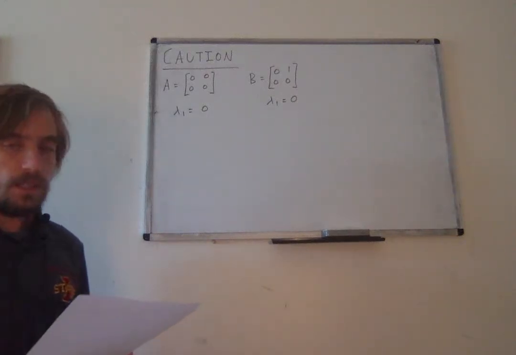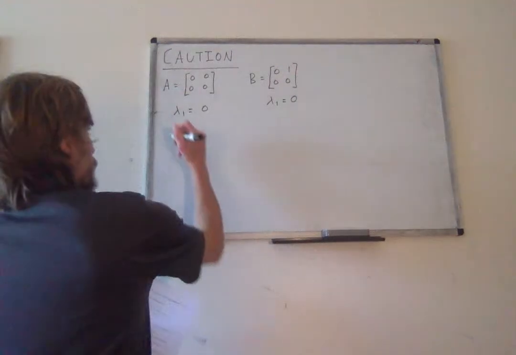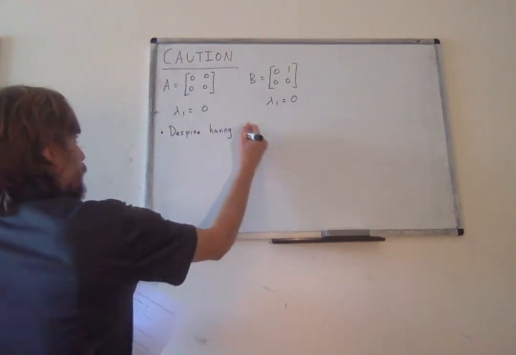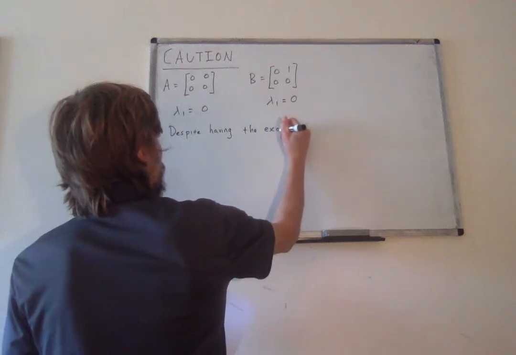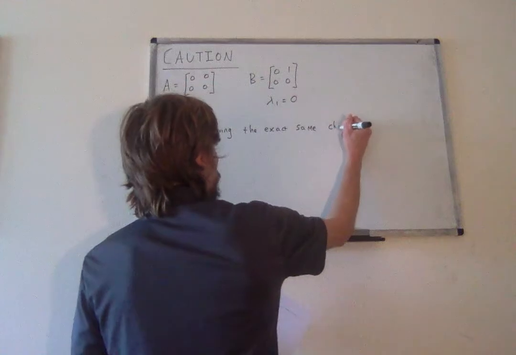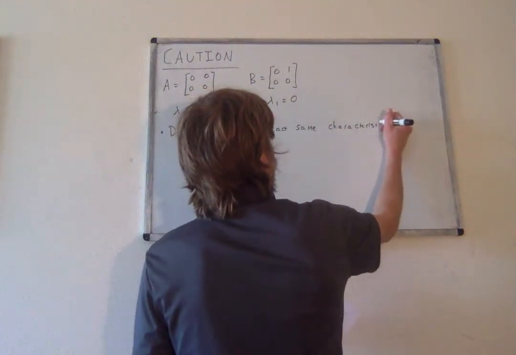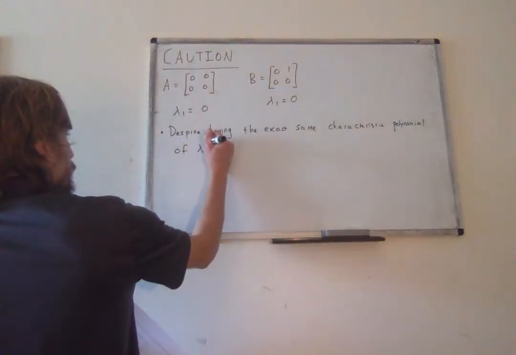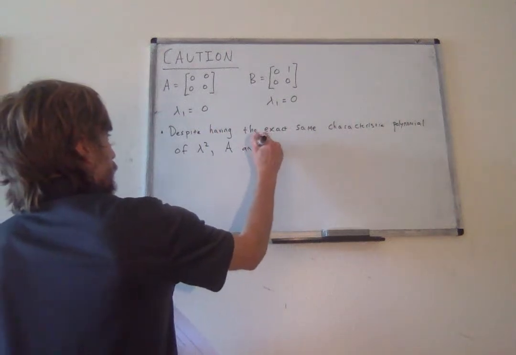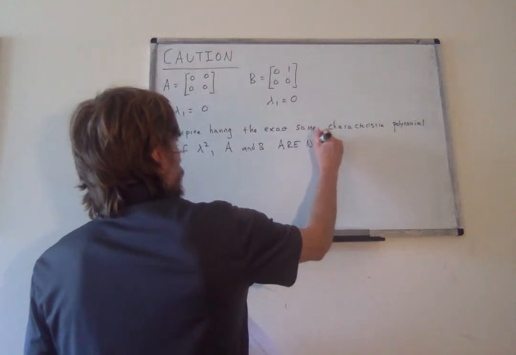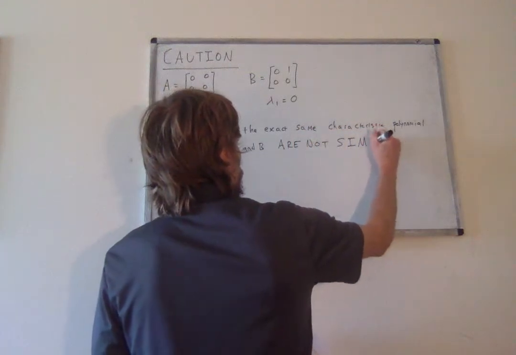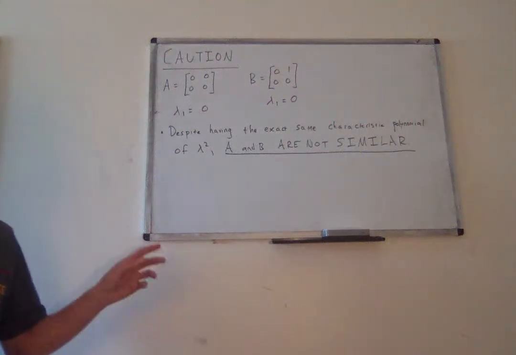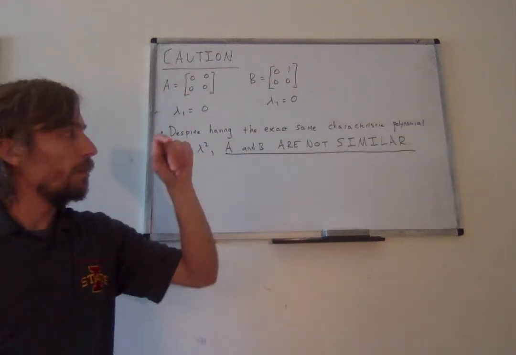But notice that these two matrices cannot possibly be similar. Actually, even on top of that, we can say they have the exact same characteristic polynomial of lambda squared, yet A and B are not similar. So despite having the exact same characteristic polynomial, they're not similar.